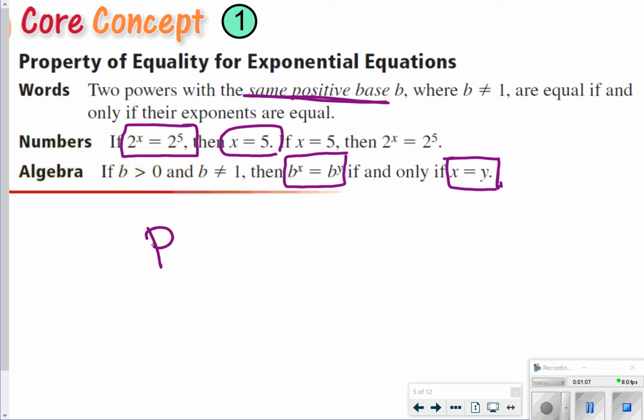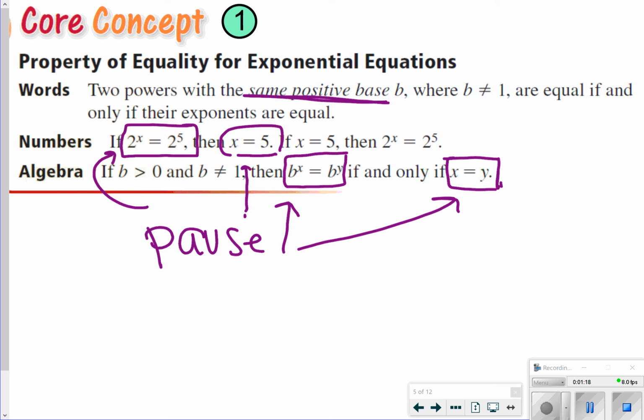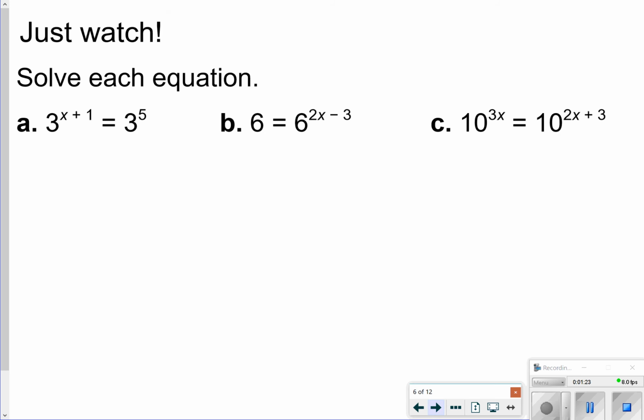Let's go ahead and take the time now to pause, and what I would do is just copy down what's in these purple boxes, just so you can see some examples, and then I'm going to show you how to try some of these on the next page.